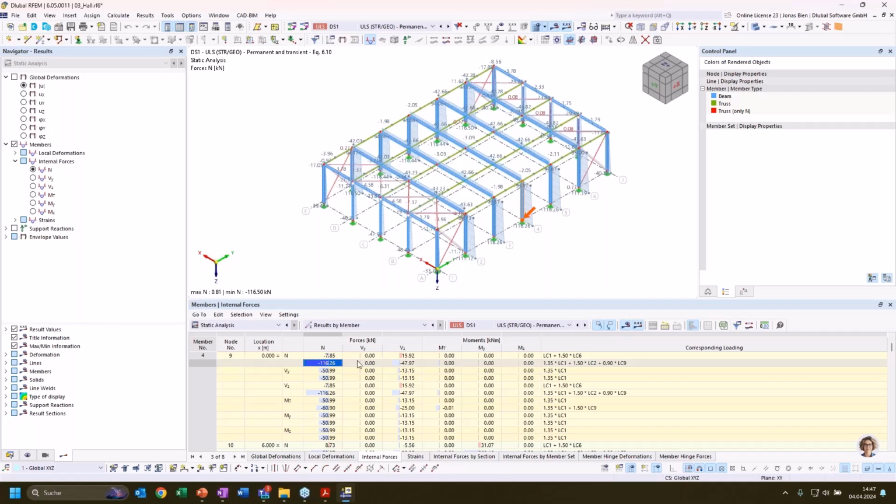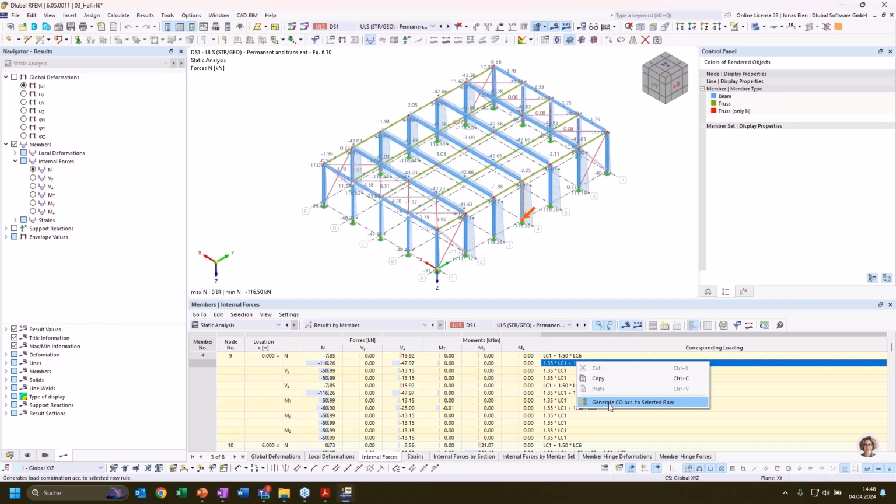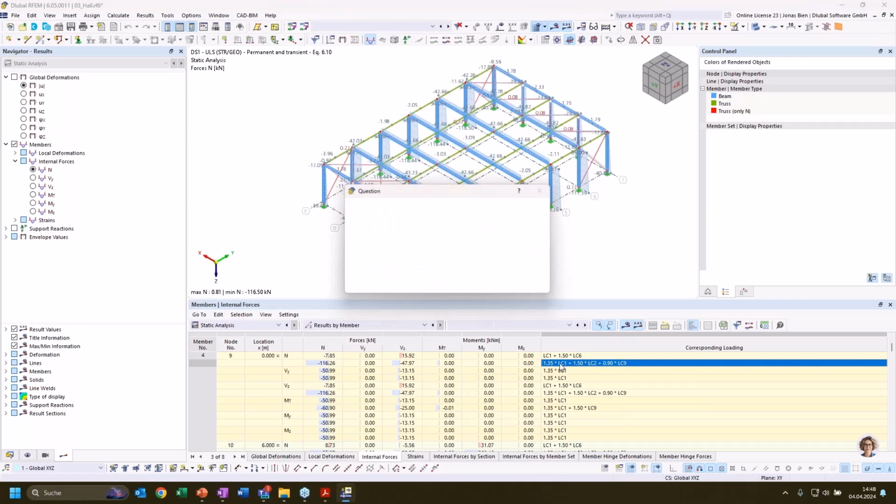But we are interested in buckling, so I would be interested in the combination that gives the highest compressive load, which would be this one here with the minus 116 kilonewton. And in the last column here, I would have presented the loading or the load combination that leads to this axial load. And now from the result combination, I can just by right-clicking this combination, generate a load combination just from this table.